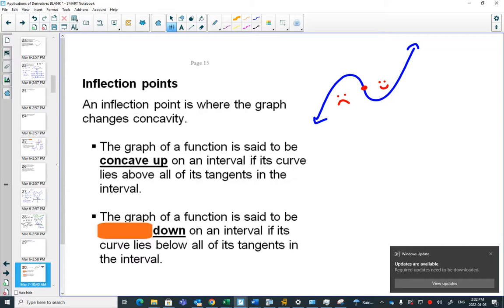So if things are looking up, concave up is happy. If things are looking down, concave down is sad. Happy, sad.